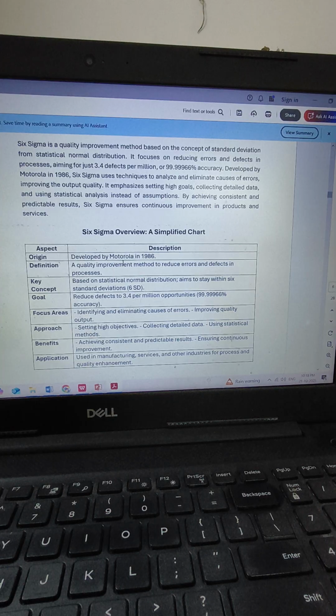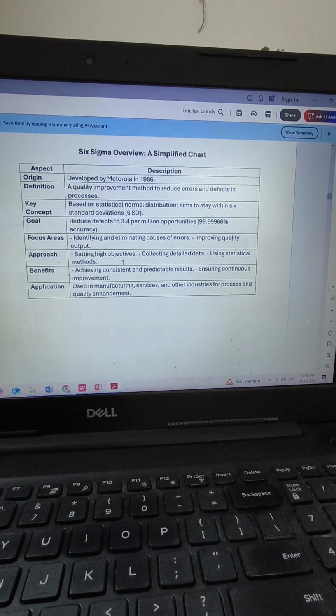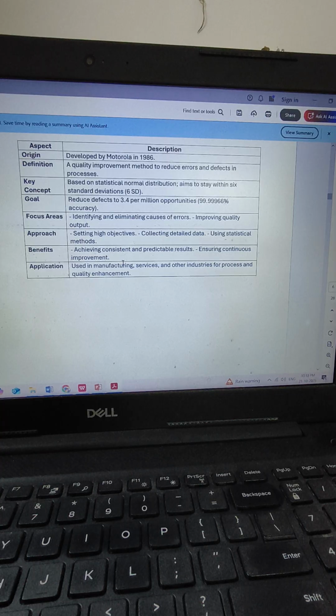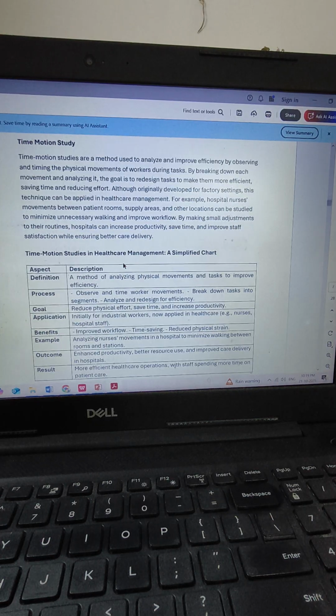So by achieving consistent and predictable results, Six Sigma ensures continuous improvement in products and services. So what is the focus area? Identifying and eliminating causes of errors. So to achieve 99.99966 percent accuracy, what areas of errors have to be eliminated, what kind of objectives do I have to set, and what data should I collect? So where is it used? It is used in manufacturing, services and other industries for process and quality enhancement.